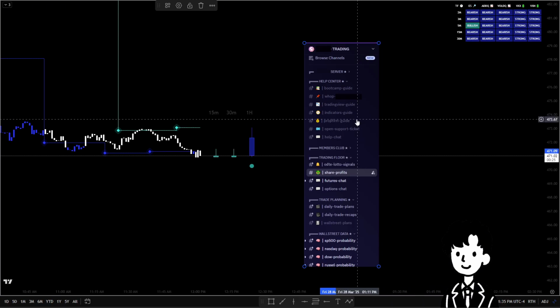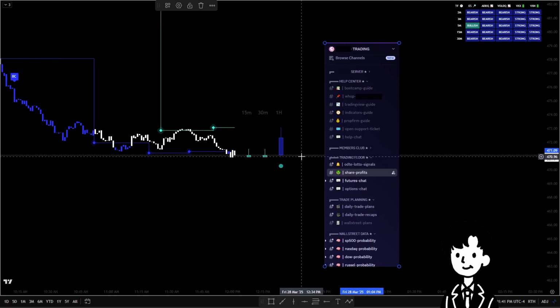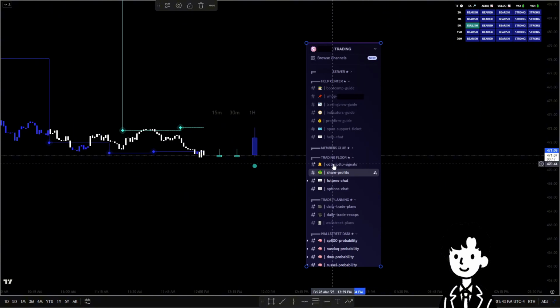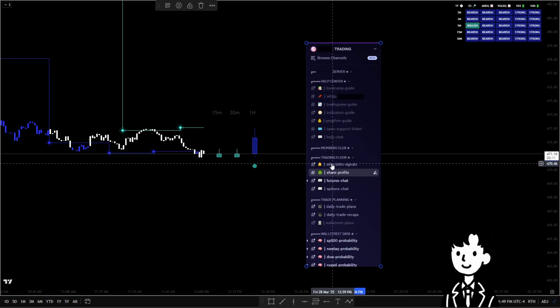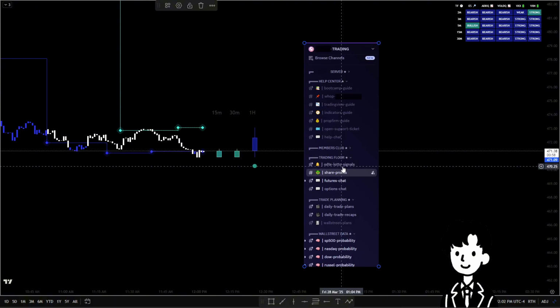And then for my futures lovers, there will be a prop firm guide, there's a help chat, and then the trading floor. So we got my folks who love options, since these indicators work pretty much in all markets. So Forex, crypto, futures, options, trading shares. These indicators work for all markets. So we got 0 day to expire lotto signals.